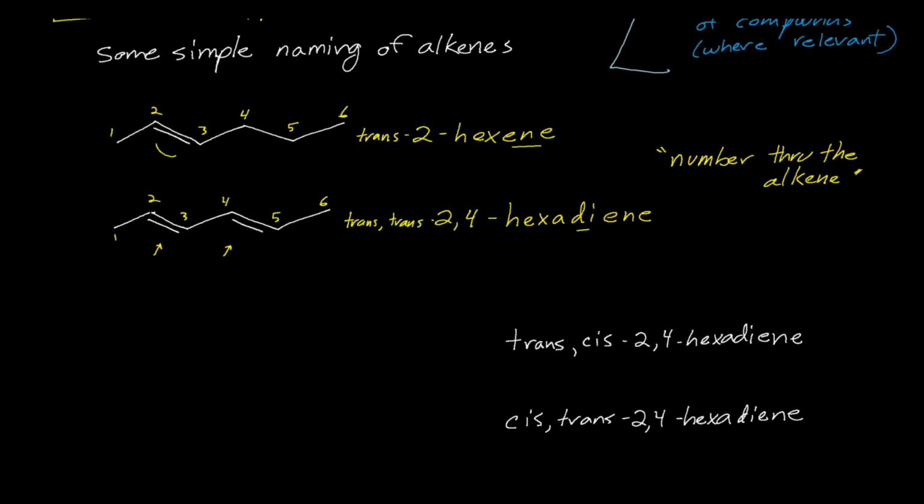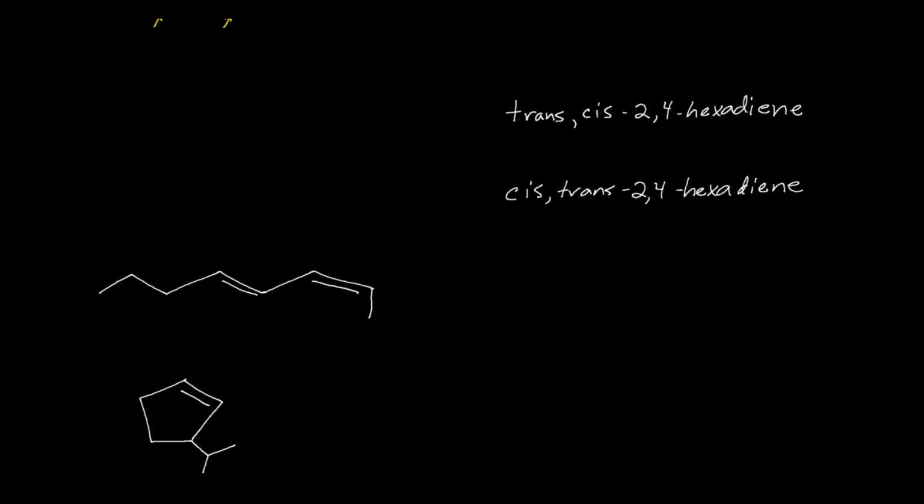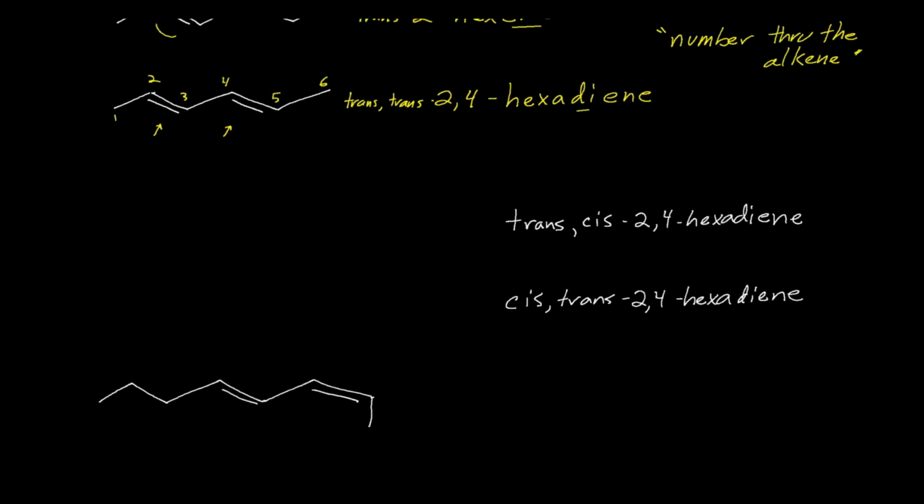This leads into the next problem. So here I gave the names and we want to try to draw the structures. Trans, cis 2,4-hexadiene. Oh, I just wrote that. Okay, we just did that one. So let's do the cis, trans 2,4-hexadiene. That was my intention, I believe. So 1, 2, 3, 4. This is now cis. 5.